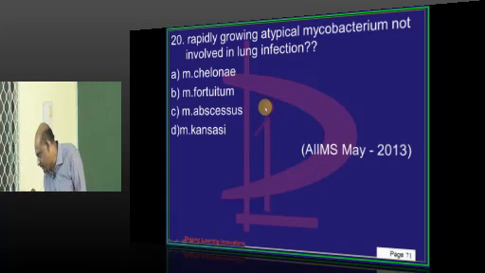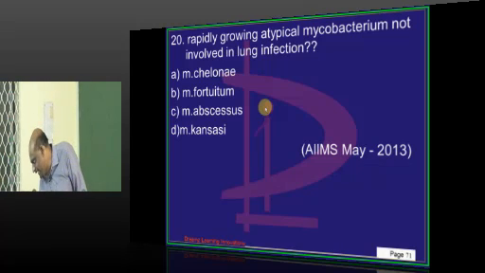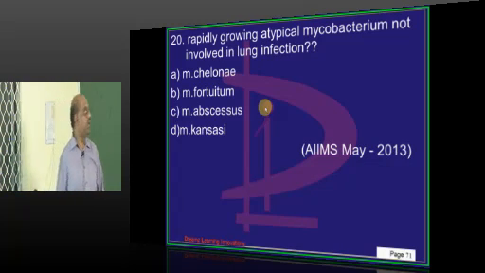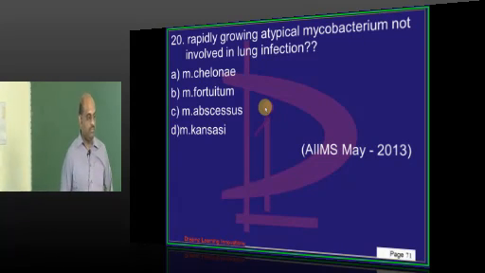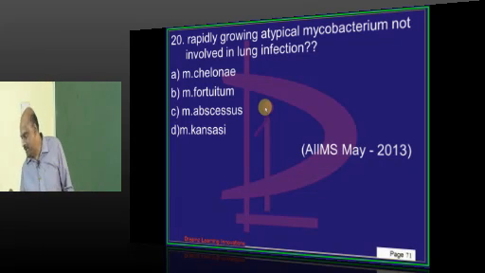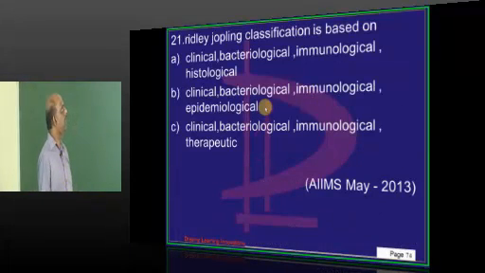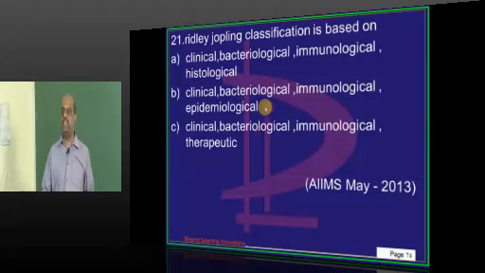I don't know why a lot of students preferred question number 20. A good number of our students opined it as Kansasii. I don't know why, but it would be Fortuitum. Ridley-Jopling classification.